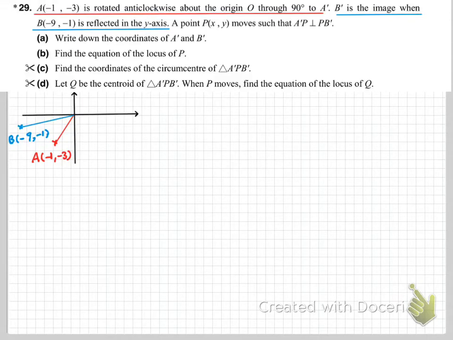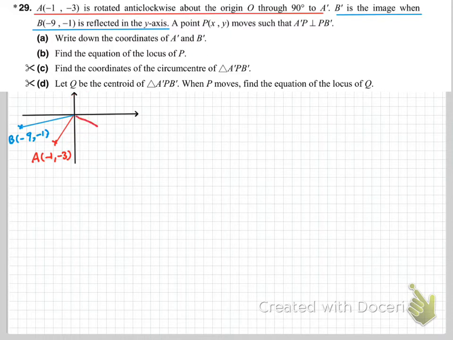Here is another locus question taken from the exercise. So we have these 2 points A and B, in red and in blue. But point A is rotated anti-clockwise about the origin 90 degrees to A prime. So let's recover A prime. Now anti-clockwise will be this direction. This is anti-clockwise, okay? So it is rotated 90 degrees.